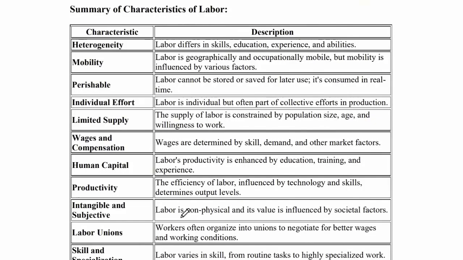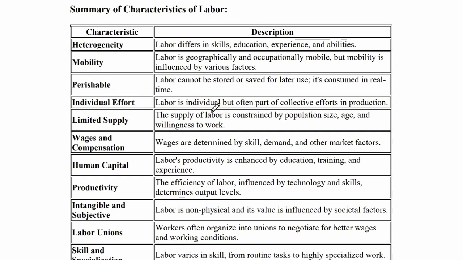Now let us summarize all these points. Heterogeneity means labor differs in skills, education, experience, and abilities. Mobility means labor is geographically and occupationally mobile, but mobility is influenced by various factors. Perishable. Labor cannot be stored or saved for later use; it's consumed in real time.